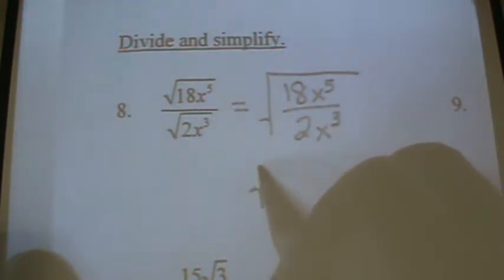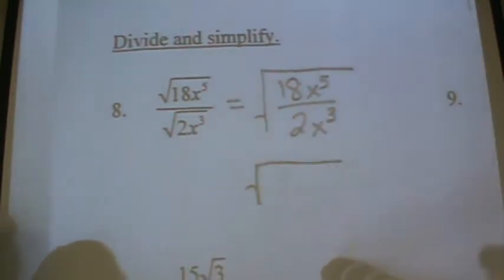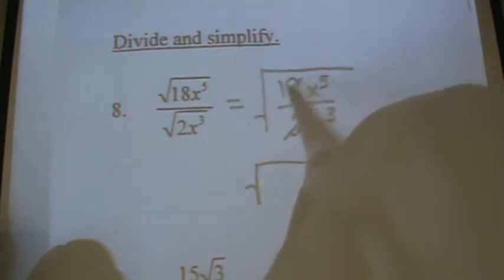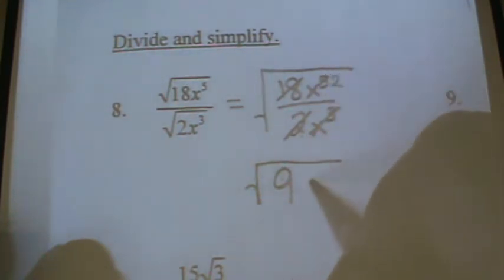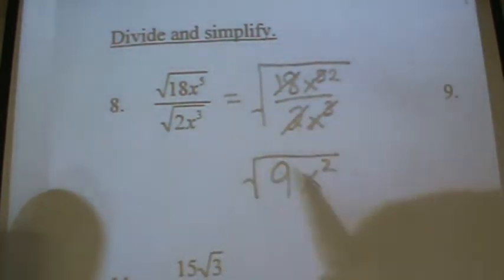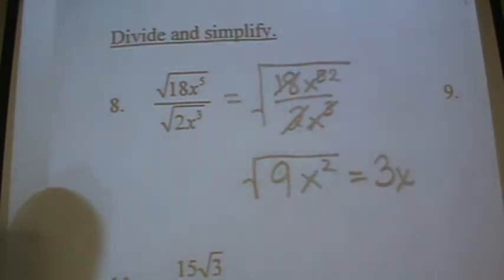So what do you have when you simplify it? What do you have when you go 2 goes into 18 how many times? 9. You have 3 x's here, cancel with 3 here, so you end up with x squared. And now the square root of 9, everything in the denominator canceled, so there's just a 1 there. And now what's the square root of 9? And what's the square root of x squared? Only 3x.